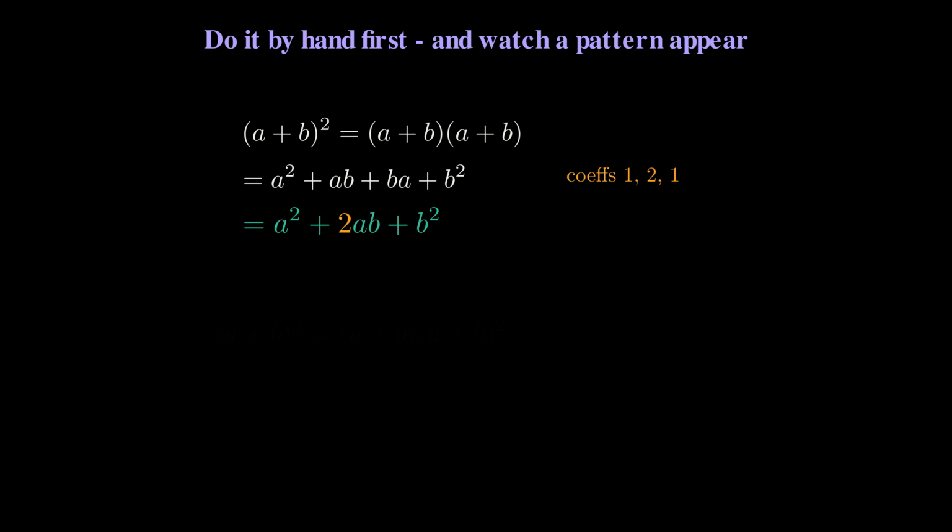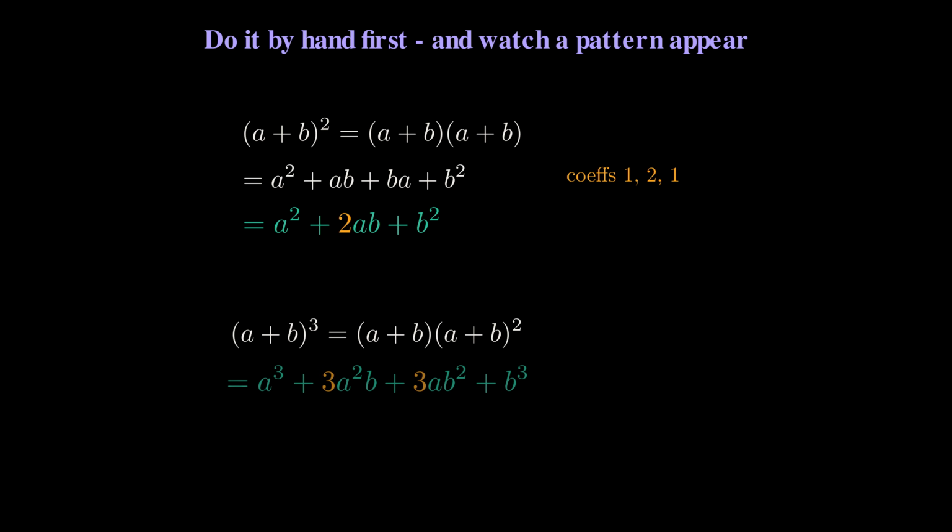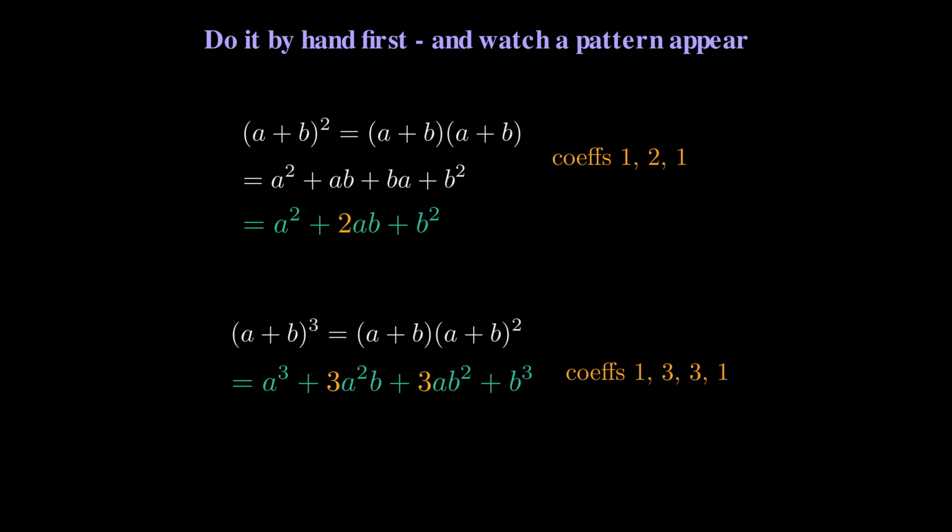Multiply once more for the cube, and after collecting like terms, you get a cubed, plus 3 a squared b, plus 3 a b squared, plus b cubed. Now the coefficients are 1, 3, 3, 1. Notice two things. The coefficients are symmetric, and each set, 1, 1, then 1, 3, 3, 1, looks like the next line of some growing triangle. It is. That triangle is the shortcut.